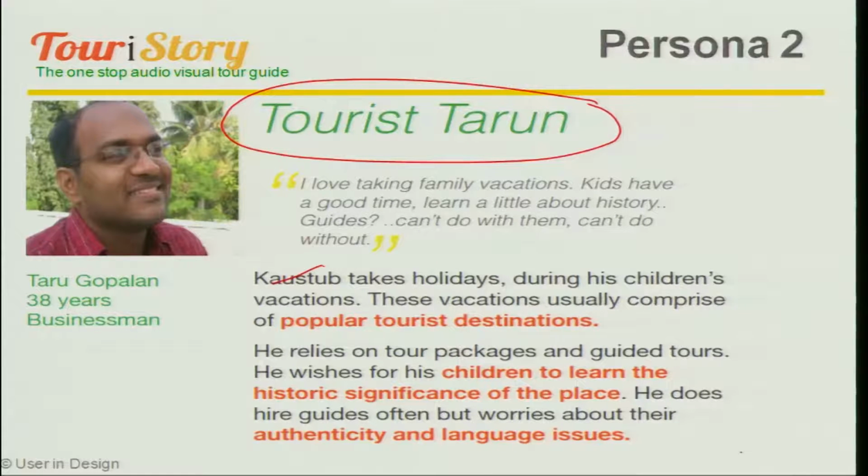So Tarun, not Kaustubh, takes holidays during his children's vacations. These vacations usually comprise popular tourist destinations, right? He relies on tour packages and guided tours. He wishes for his children to learn the historic significance of the place. He does hire guides often, but worries about their authenticity and language issues. So that's your user type number 2.